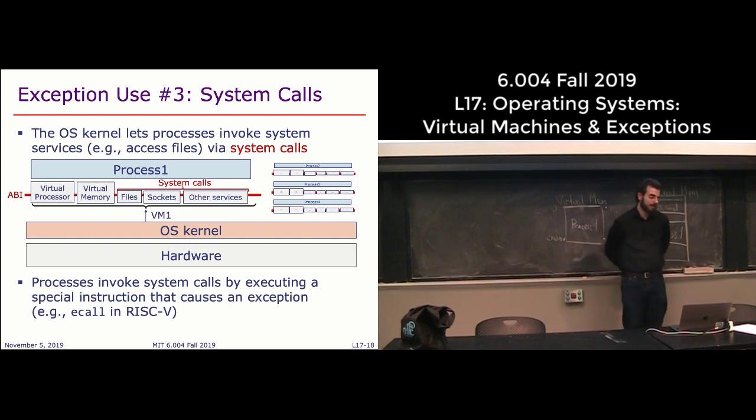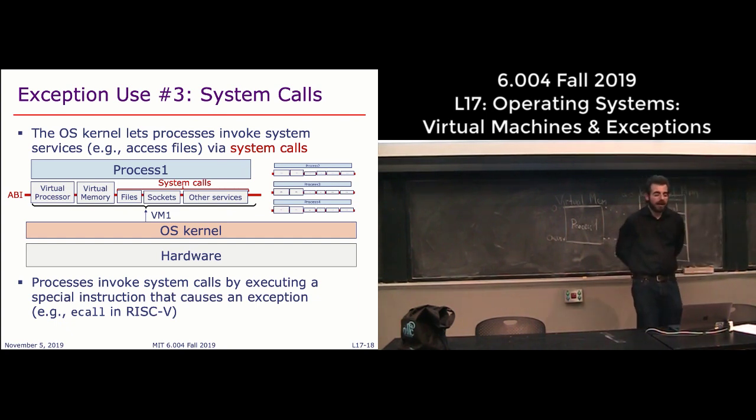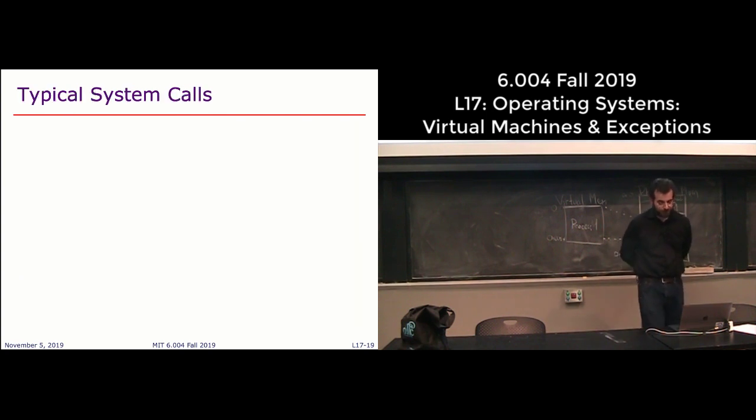Other ISAs call this a system call. Other ISAs just have an interrupt, an instruction called interrupt. So this varies a lot by ISA, but the key takeaway here is that regardless of the ISA, you reuse the same mechanism for exceptions to just have the process tell the OS, I need help. I need you to do something for me. Please take over and do whatever I'm asking you to.